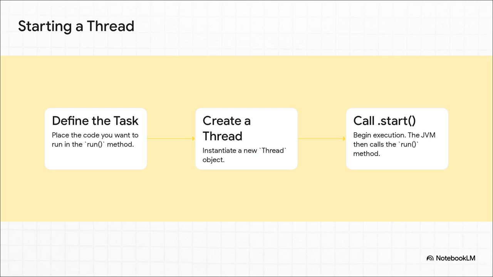And getting your new worker on the job is surprisingly easy. It's a three-step dance. Step 1, define the task. All the code you want to run goes inside a method called run. Step 2, create a new thread object. And step 3, and listen up, this is the most important part. You call .start, not .run. I'm serious, never call run yourself. When you call .start, you're telling the Java virtual machine, hey, I've got a new job for you. Please run this in a new thread when you're ready. The JVM then handles the magic and calls run for you.